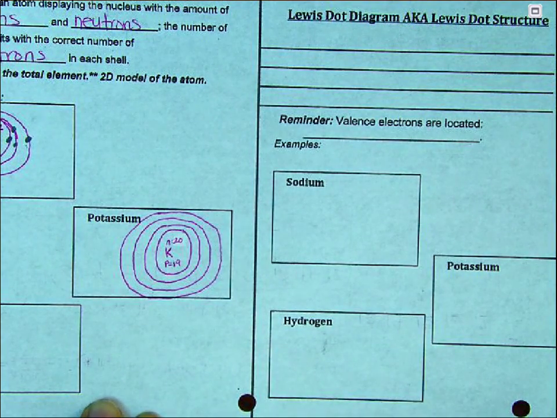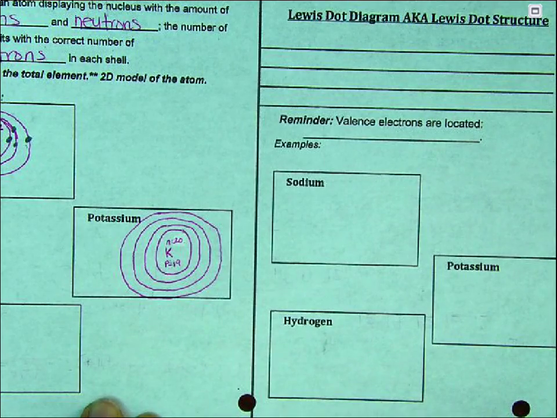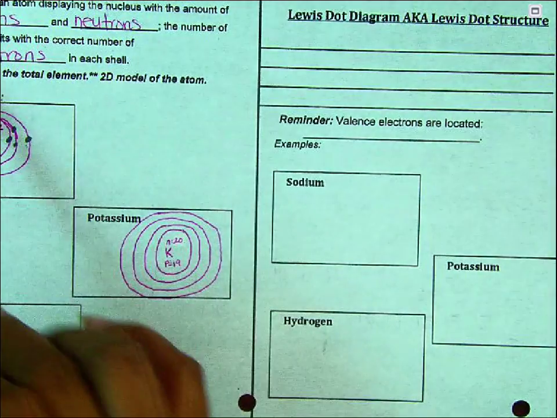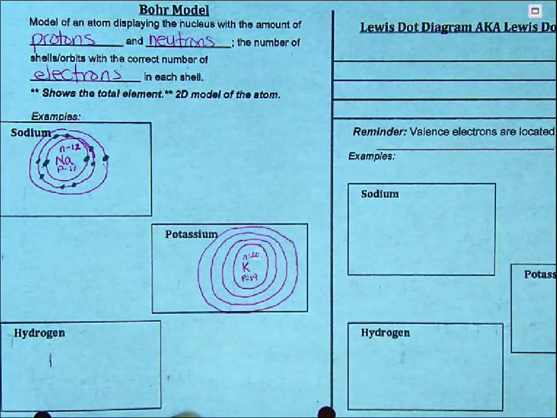What do we need to do next, Jemiah? We already did that. What are those called? Read your notes up here at the top. Electrons. Okay, so we need the number of the total correct electrons. Where should we start? The outer, because we know how to figure that out. What are the outer shell electrons called? Valence electrons.